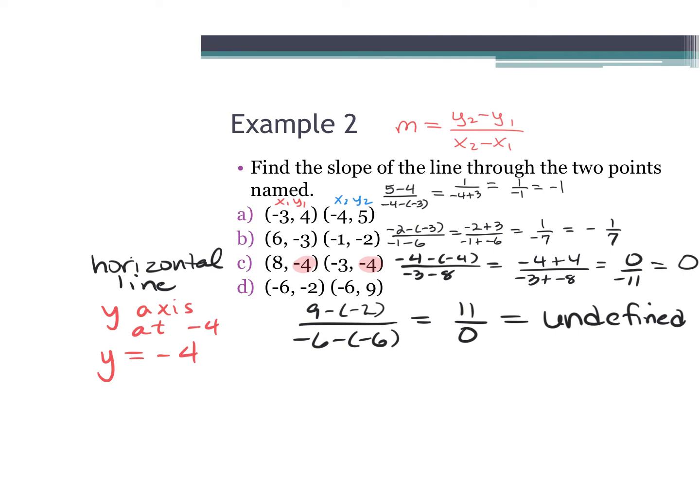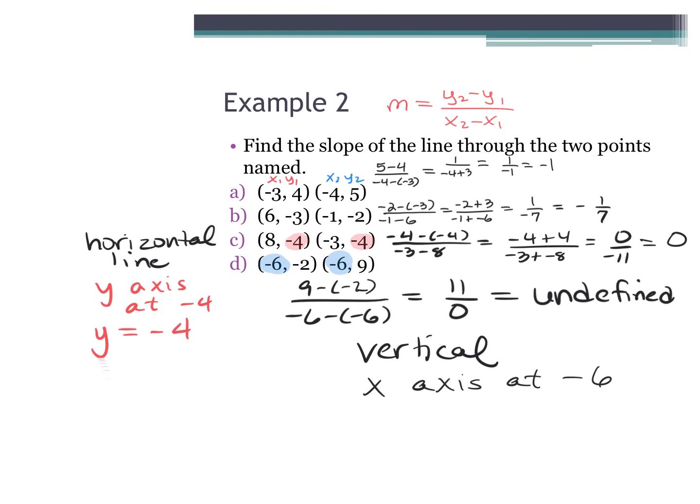Now, on this one, notice my x's were the same. This is indicating that this line is going to be vertical. And if they ask you to write an equation of the line, it's going to be going through the x-axis at negative 6. So the equation of the line would be x equals negative 6. This is when your x's are the same.